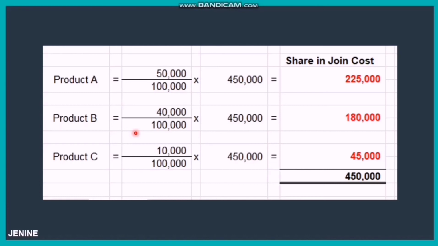And product C, 10,000 divided by 100,000 multiplied sa 450,000, this will give you 45,000 pesos share in joint cost. Ang ibig sabihin lang nito is yung product A has a share in joint cost of 225,000 or may na-incur siya na cost na 225,000 out of the 450,000 total joint cost. Ganun din sa product B and sa product C.